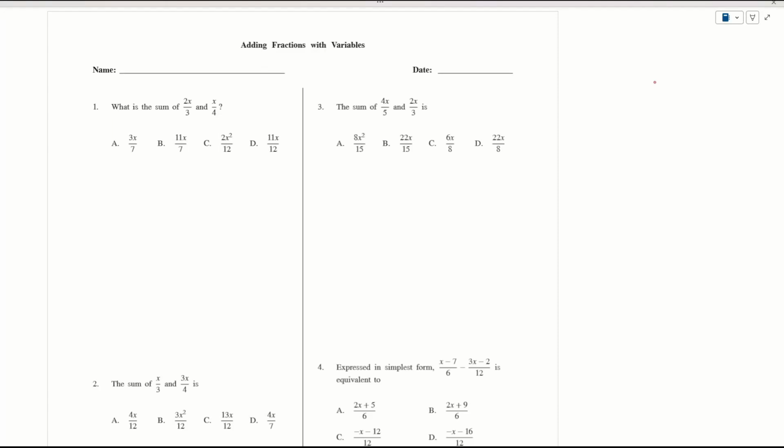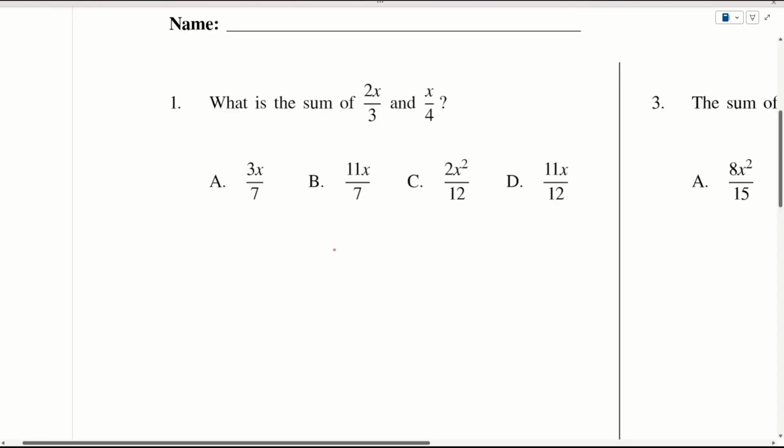In this video, we're going to be adding fractions with variables. I have 4 questions for this video. 3 of them are going to be easy and the last one is going to be a little bit harder. Question 1. What is the sum of 2x over 3 and x over 4?